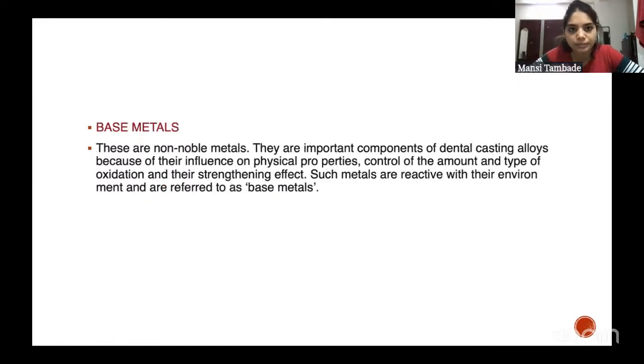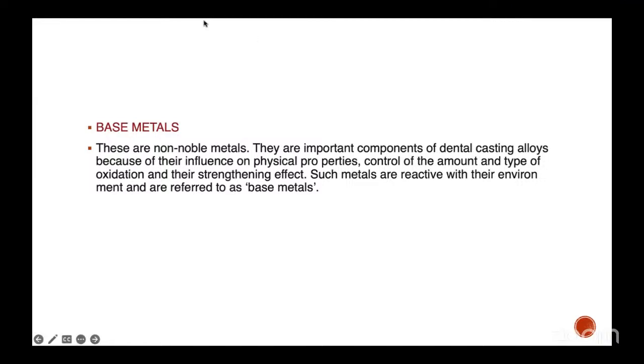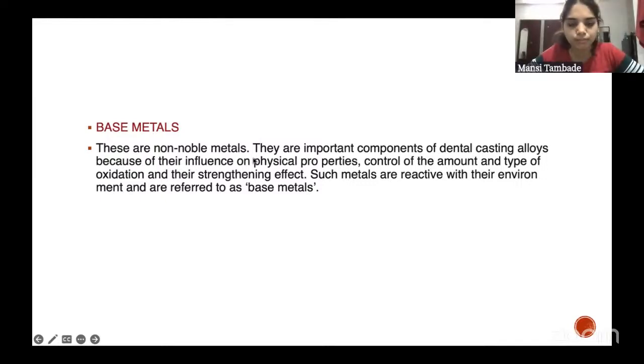Base metals. These are the noble metals. They are important components of casting alloys because of their influence on physical properties, control of the amount and type of oxidation, and their strengthening effect. Such metals are reactive with their environment and referred to as base metals.